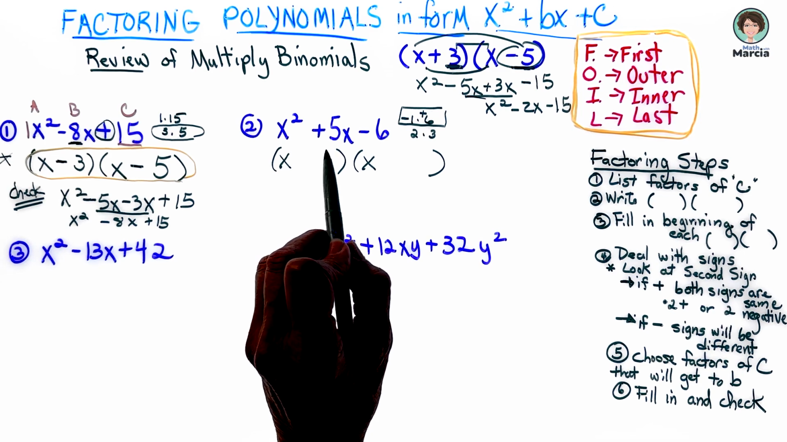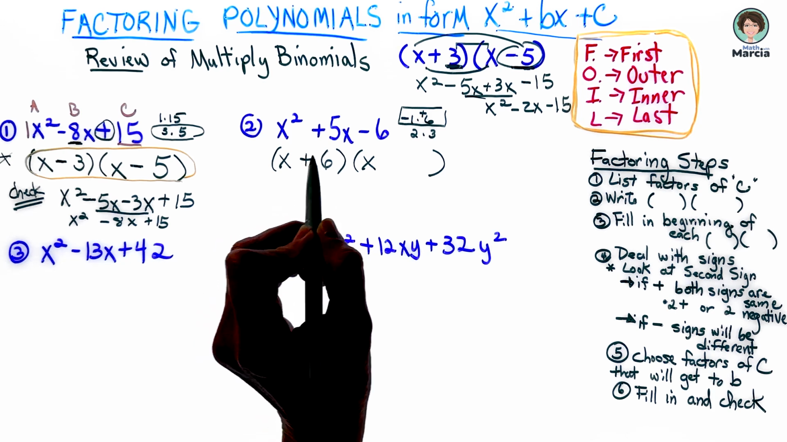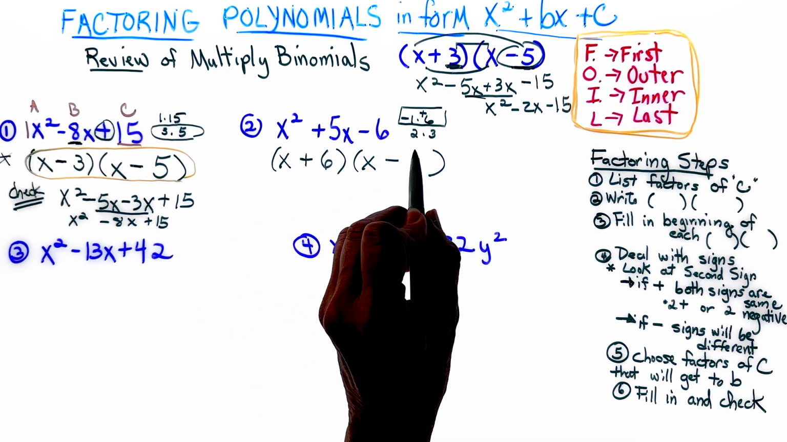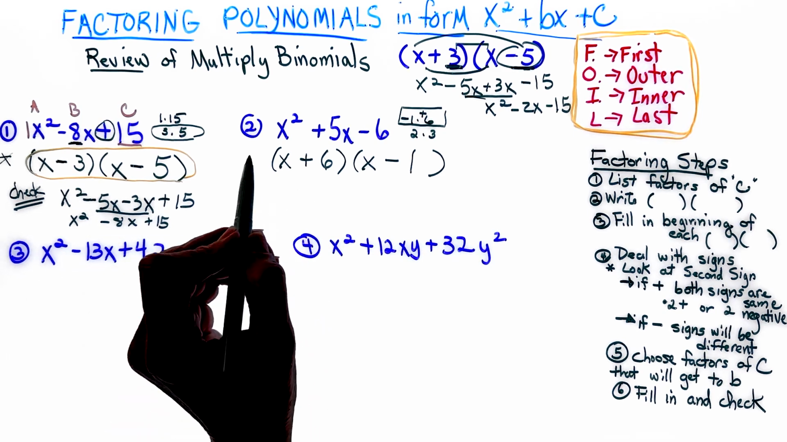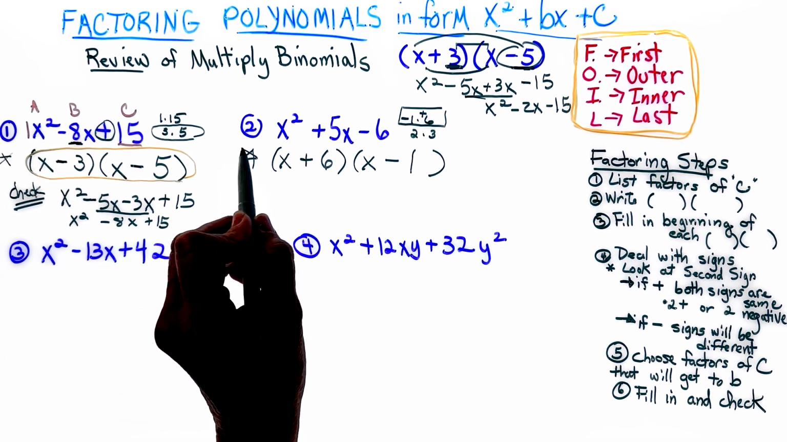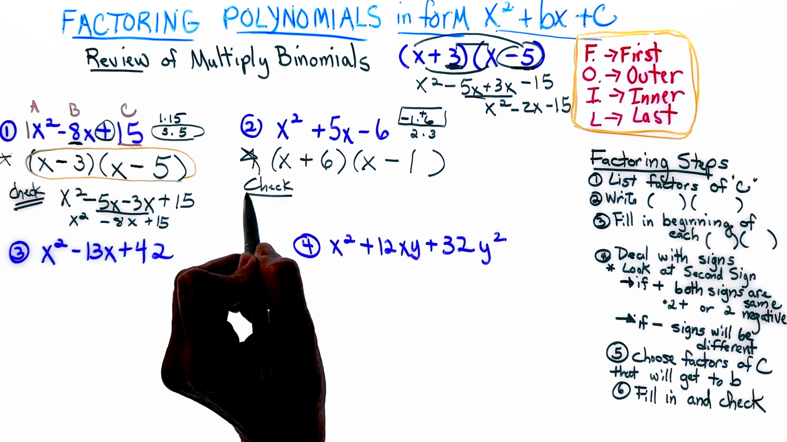So that's exactly what I'm going to do. I am going to write a plus 6, and then I'm going to write a minus 1. And that is the answer to our problem right here. Now let's check it to make sure we've done it correctly.